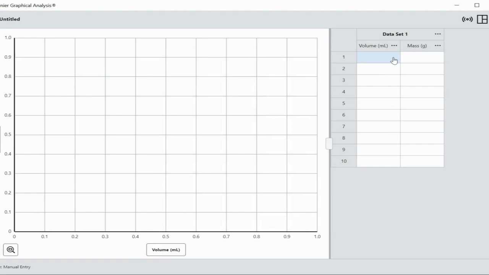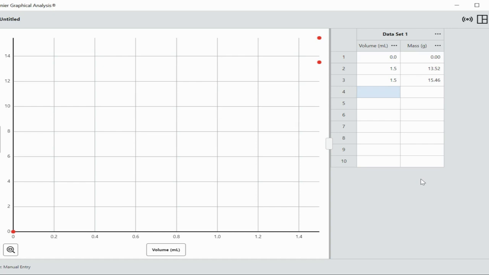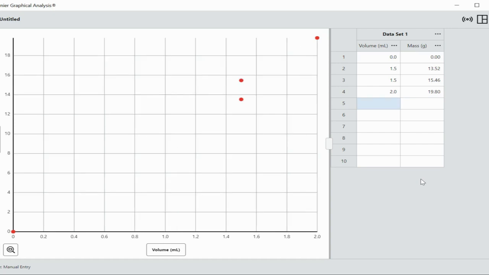Okay, and you can see I get those on the axes of my graphs, and I'm going to enter the data that I collected. You'll note that I put in the 0.00 because it makes sense that if I had 0 grams of my metal, it would have a volume of 0 milliliters. And you'll notice as I put the numbers in, points appear on my graph.